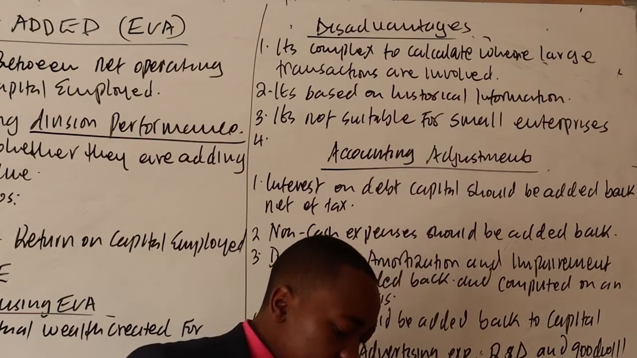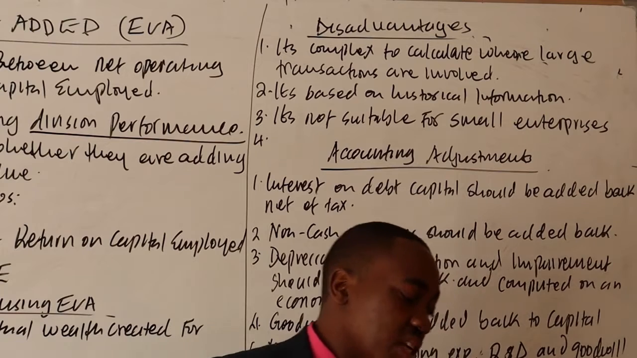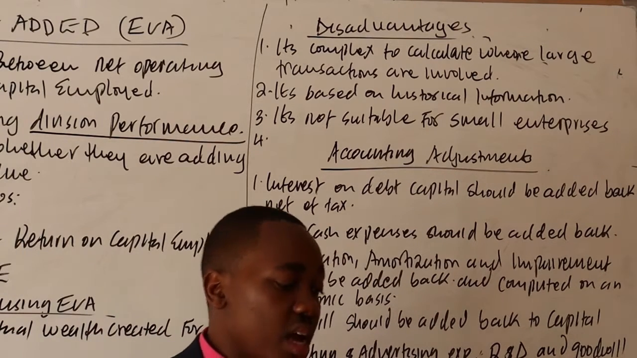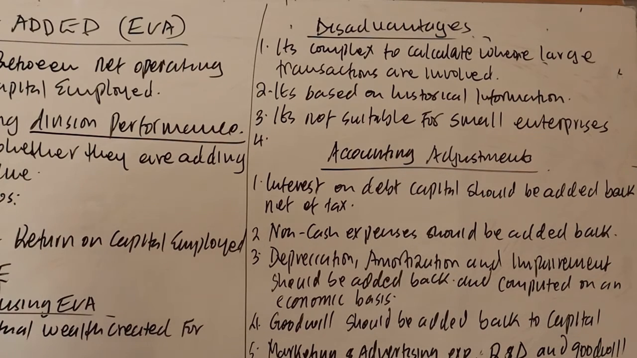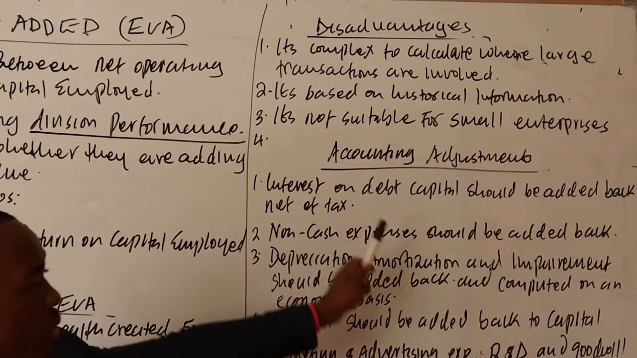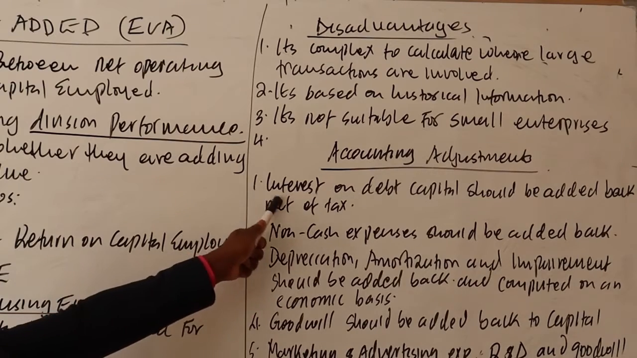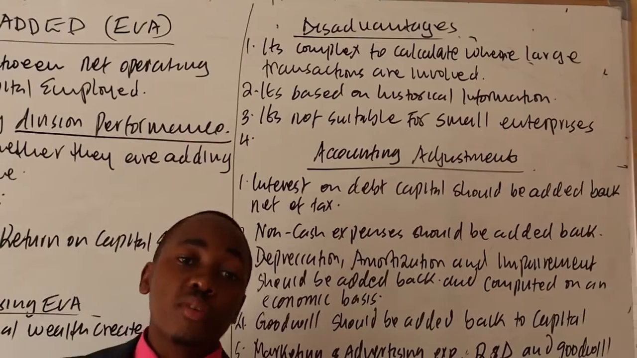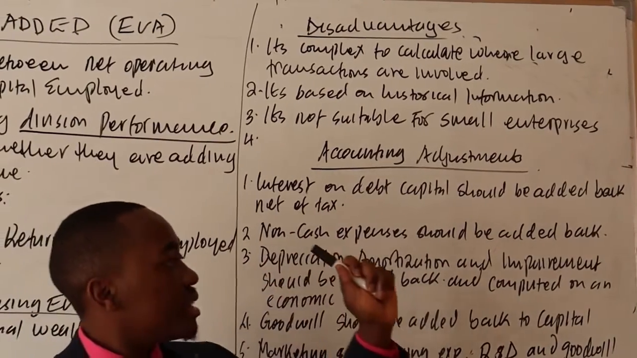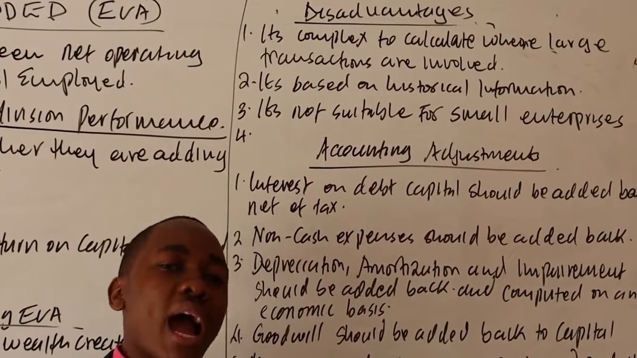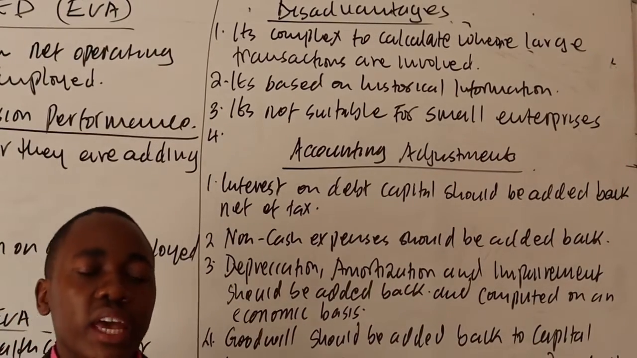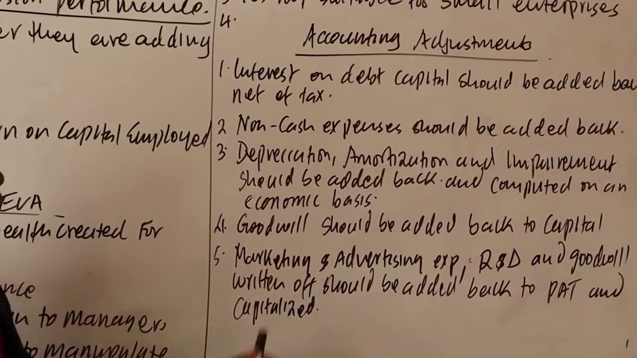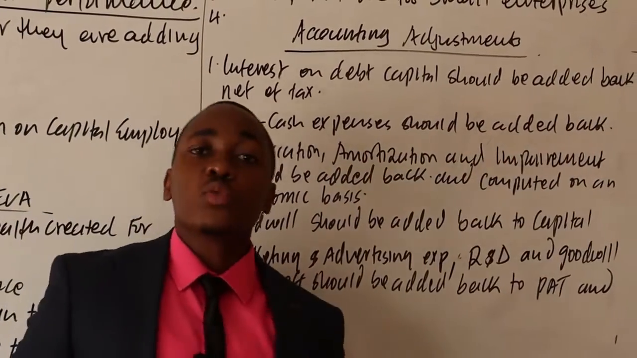Then we have said that when determining the net operating profit after tax and the return on the capital employed, we have some adjustments. We need to do what we call the accounting adjustment. And what are some of the accounting adjustments? And this is very important, mostly when you're adjusting for that. Number one, interest on the debt capital should be added back. And it should be added back to the profit after tax, net of tax. Remember, it's always allowable for tax. You add it back. For example, if you're given the profit after tax, you add back the interest, net of tax. Then, non-cash expenses should be added back to the profit after tax.